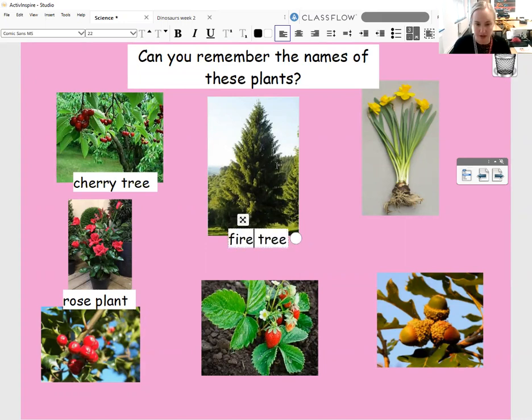Oh, I spelt fire tree there instead of fir tree. So a fir tree is what we see around Christmas time. A lot of people use these, don't they, as their Christmas trees. But also we know that they are evergreens. That means that they're always green and they don't lose their leaves unless they're dying. Okay, but they don't change colour in autumn like a lot of other plants do.